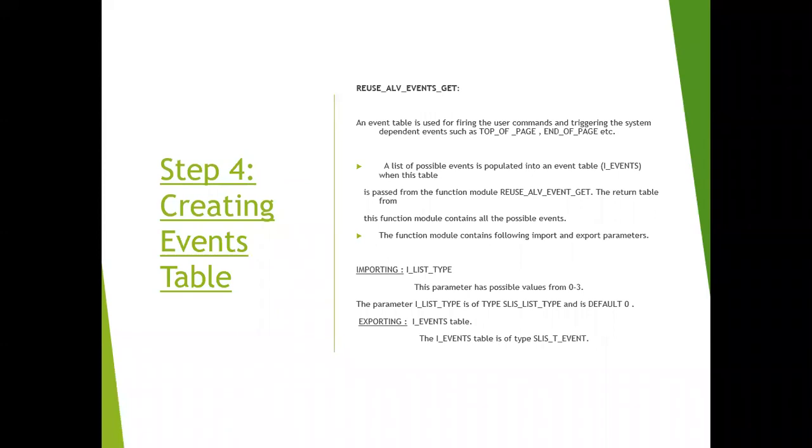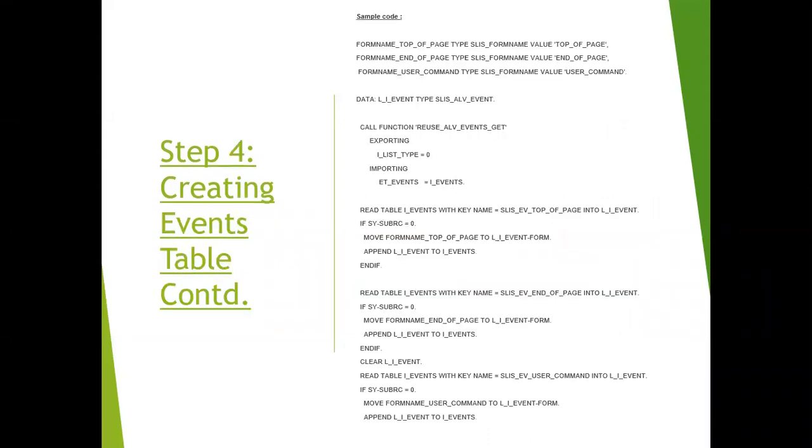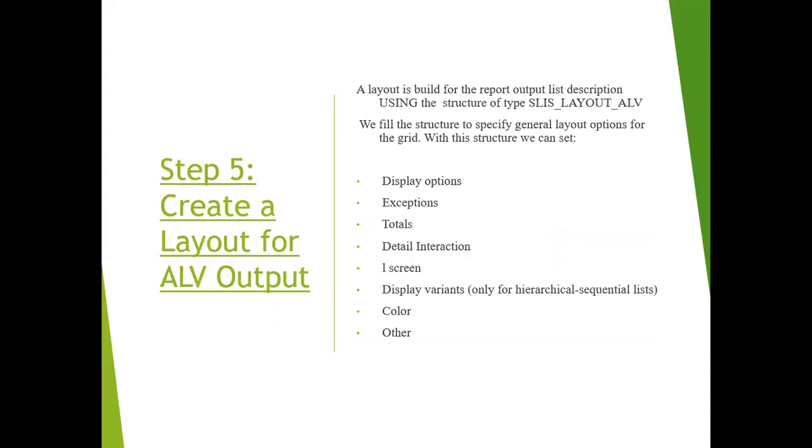Now this is to show an event. How can you take different events? In the event, top of page is there, end of page is there, end of list is there, user command. All these events you have to take as part of this. So you can take them by using REUSE_ALV_EVENTS_GET, or directly you can pass the event name in the function module. Use grid.